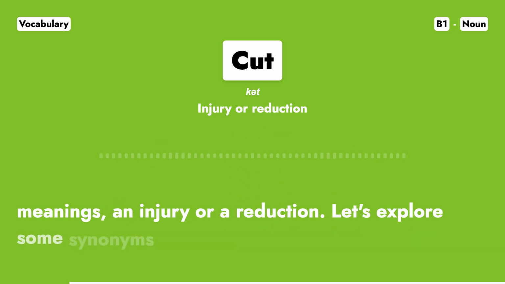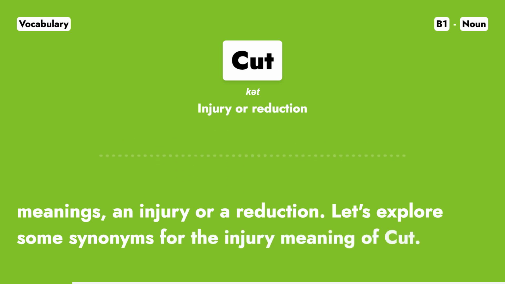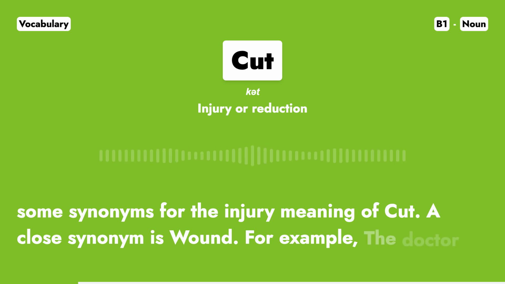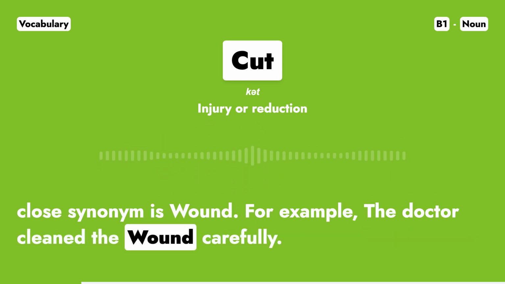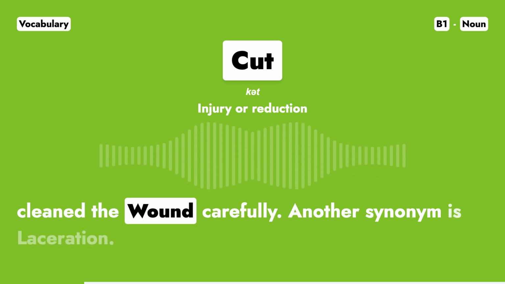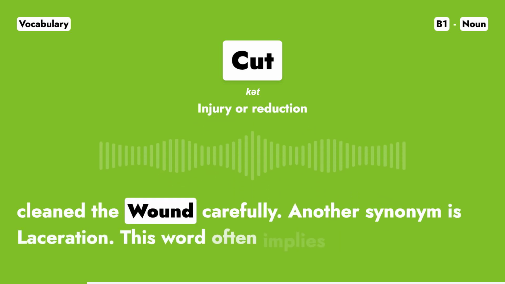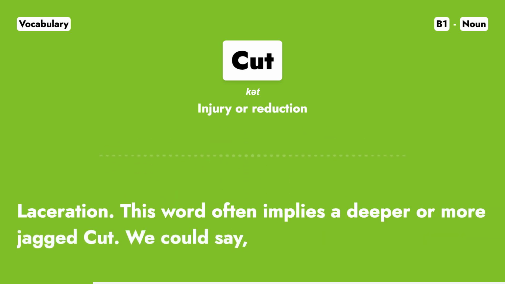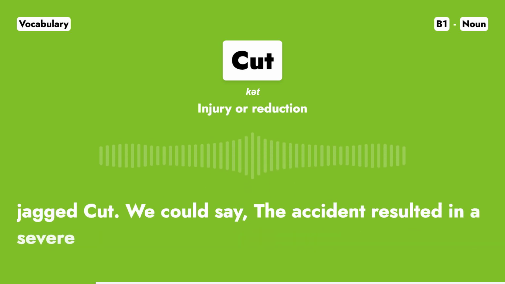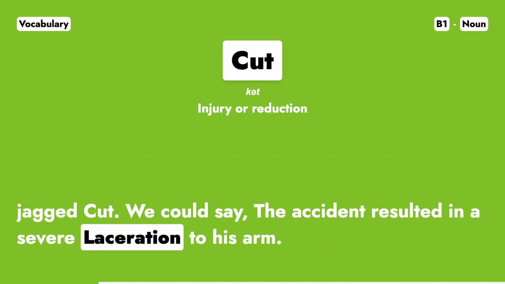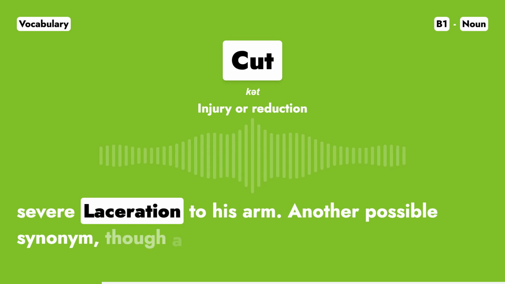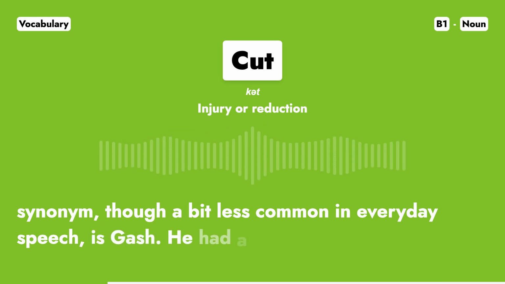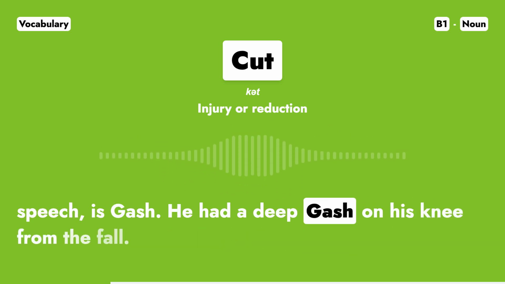Let's explore some synonyms for the injury meaning of cut. A close synonym is wound. For example, the doctor cleaned the wound carefully. Another synonym is laceration. This word often implies a deeper or more jagged cut. We could say, the accident resulted in a severe laceration to his arm. Another possible synonym, though a bit less common in everyday speech, is gash. He had a deep gash on his knee from the fall.